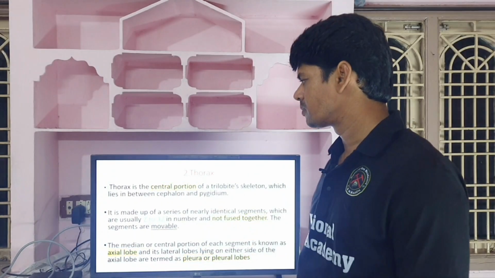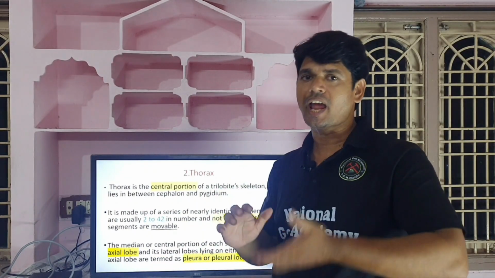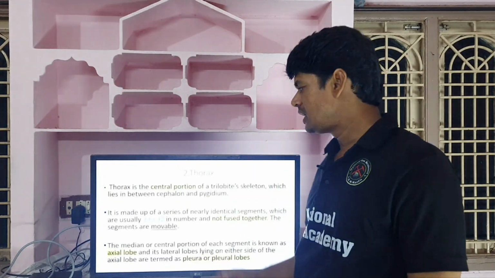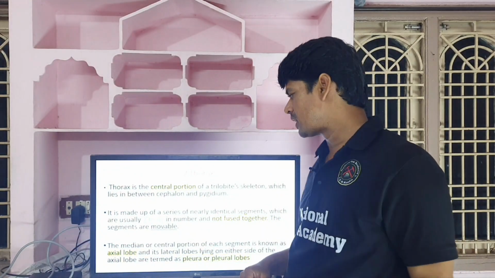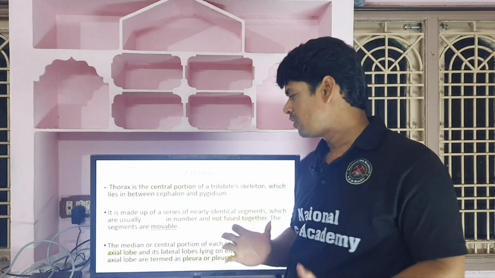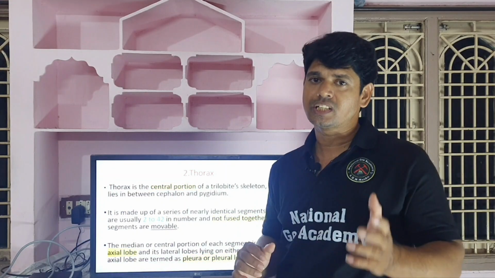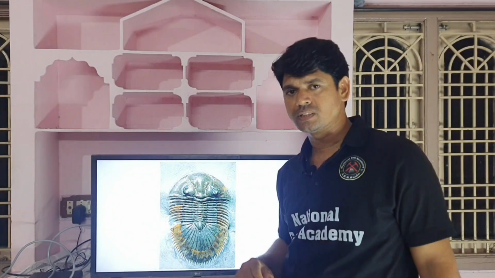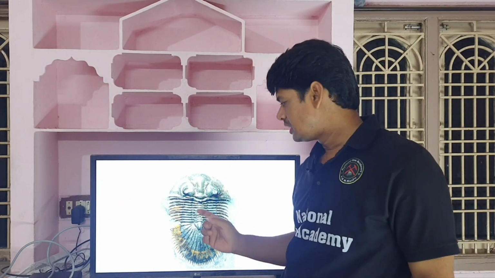Next part is the thorax. The thorax lies between the cephalon and the pygidium. It is made up of a series of nearly identical segments. These segments are usually 2 to 42 in number, they are not fused together, and they are movable. If you see the diagram, this is the thorax, with identical segments. The number varies from trilobite to trilobite; some contain 20, some 24, like that. These are identical and movable in nature.